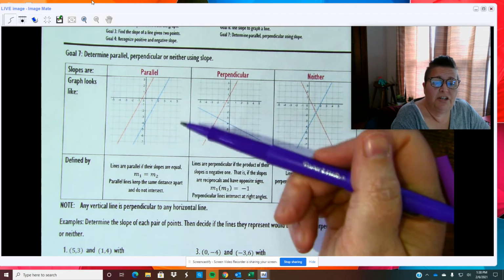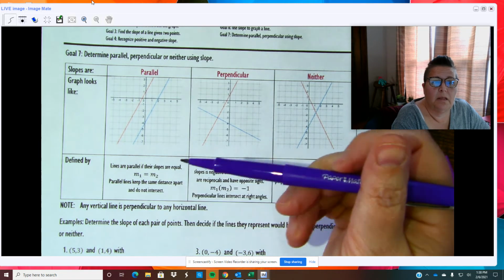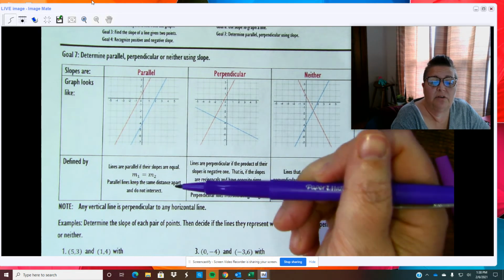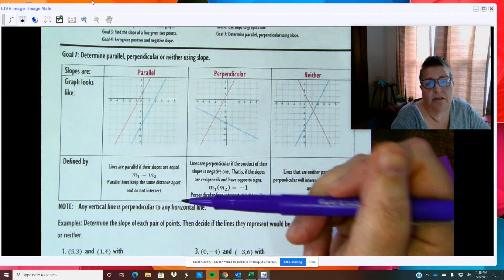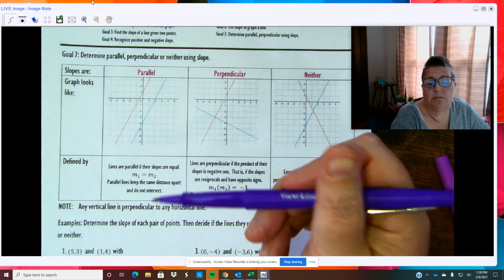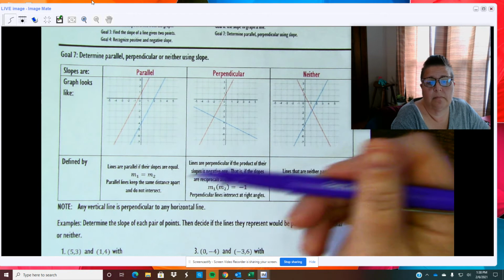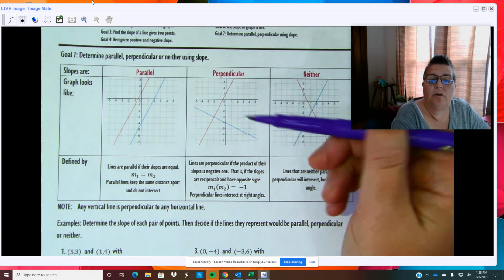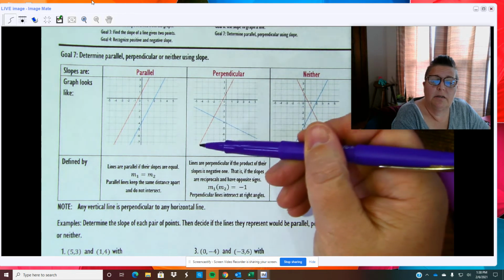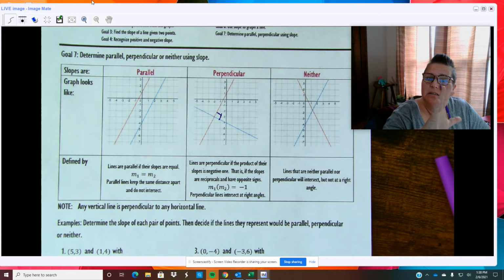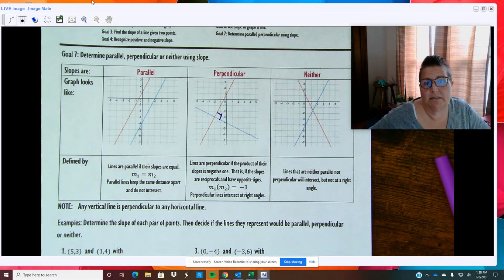The definition of parallel lines is that their slopes have to be equal. Lines are parallel if their slopes are equal. Parallel lines will keep the same distance apart and will not intersect. The equal slopes is our tell. The perpendicular lines will have an intersection point, and they will intersect at a right angle. No matter how tilted they are, those 2 lines will intersect at 90 degrees.